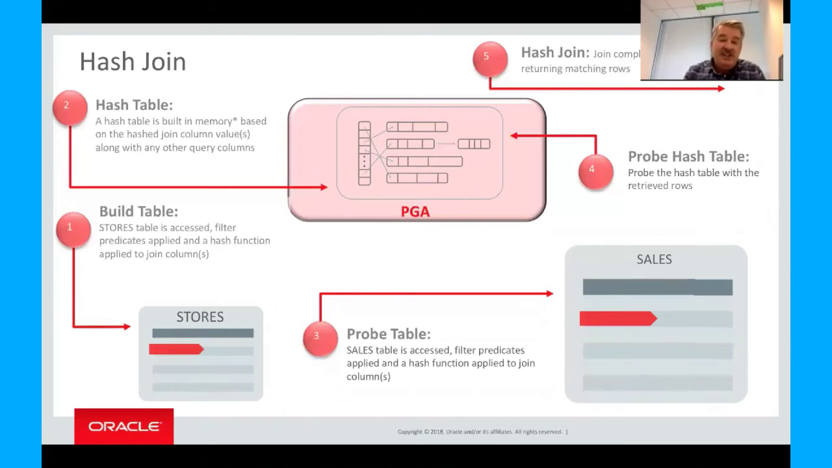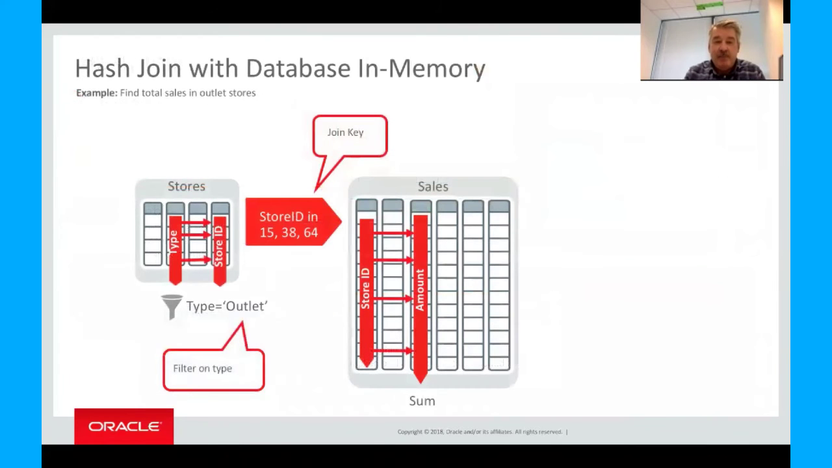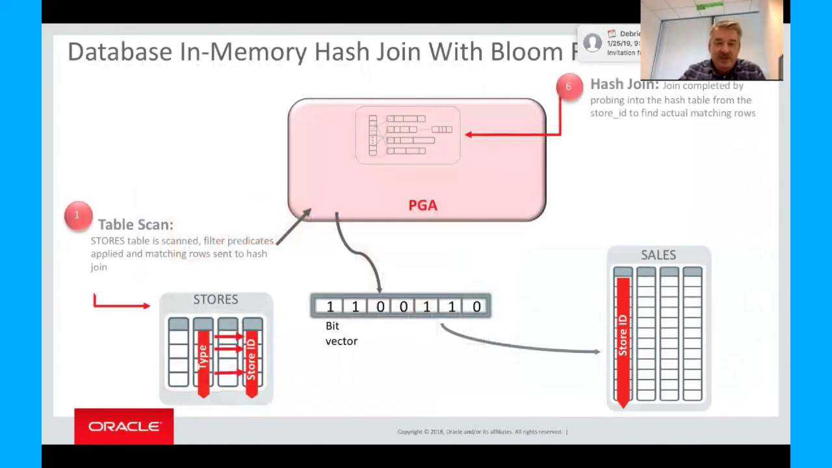And then we pointed out how Database In-Memory does a hash join. That'll be the next slide. We are able to scan our stores table, and based on the matching store IDs, after we apply our filter predicate, we have our join key, and we are able then to scan the sales table. And the magic behind that is in our next diagram, in the ability that we actually use Bloom filters.